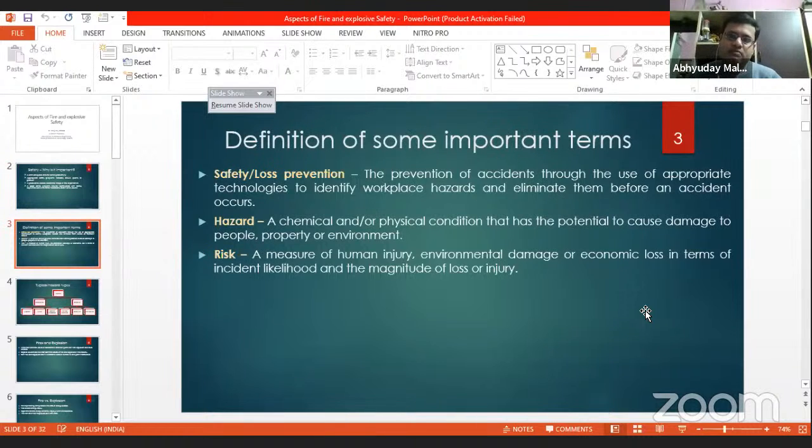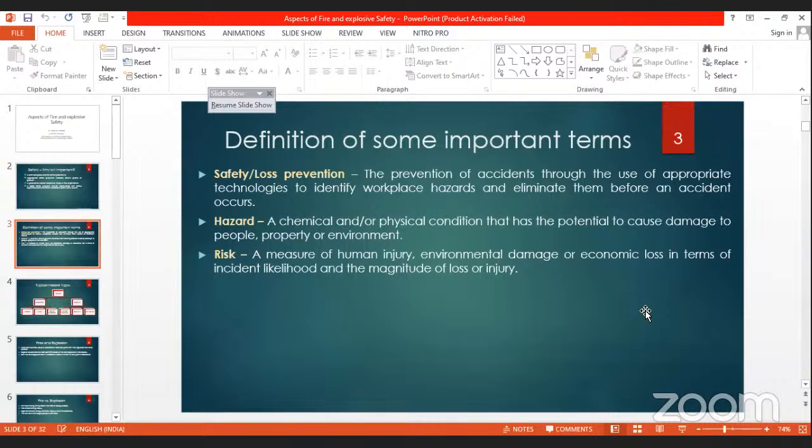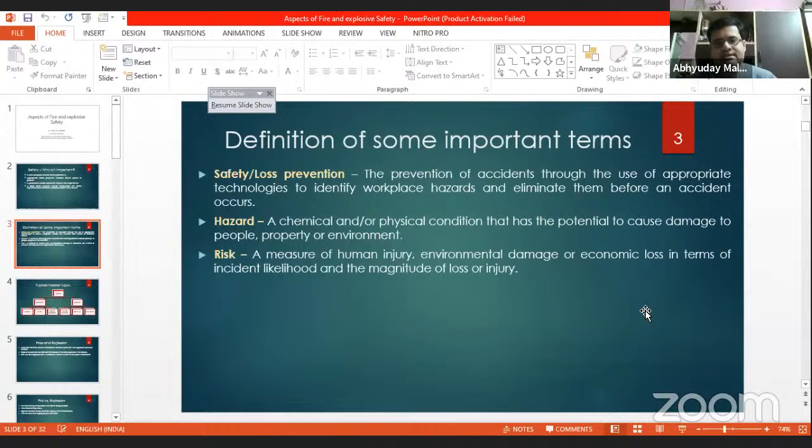So let us come to some important terms in relation to safety. The basic definition of safety is the prevention of accidents through the use of appropriate technologies. What are these technologies required for? They are required to identify workplace hazards and eliminate those hazards before an accident occurs. What is a hazard then? Any chemical or physical condition that has the potential to cause damage to people, property, or environment can be classified as a hazard. The job of a safety engineer in a plant is to identify these hazards, and there are some specialized techniques for hazard identification. To identify these hazards in the first place and to eliminate them before an accident occurs, in totality, this is called safety.